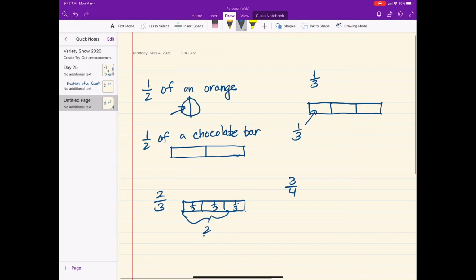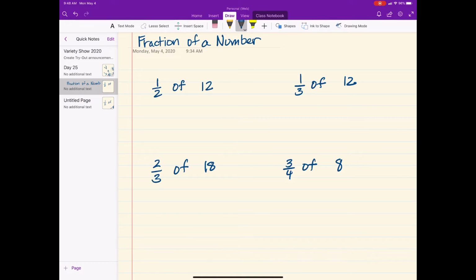And then let's take 3/4 of a chocolate bar. So we're going to take a chocolate bar, and then we're going to cut it into fourths. And each of these is a fourth. And then we're going to take 3 of them. And those are your basics for making a bar model. So now let's apply it to numbers.